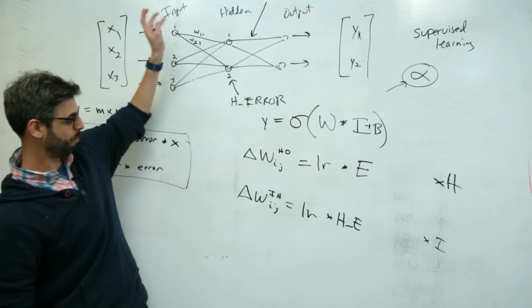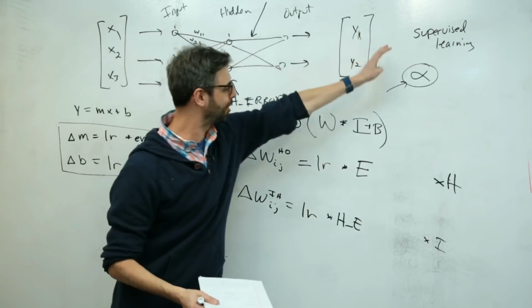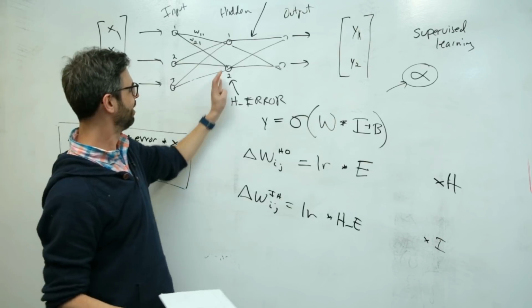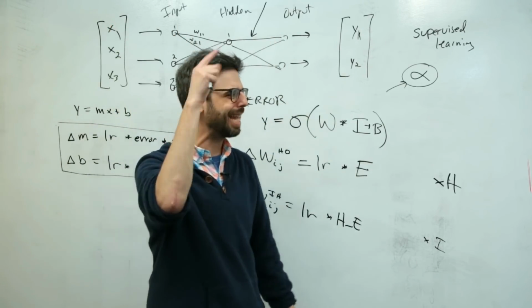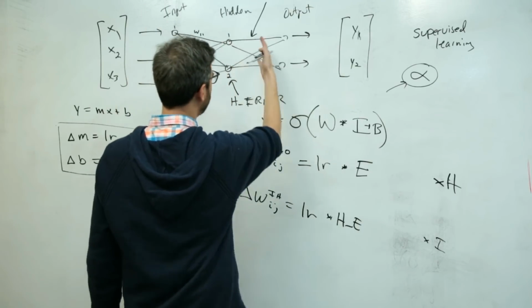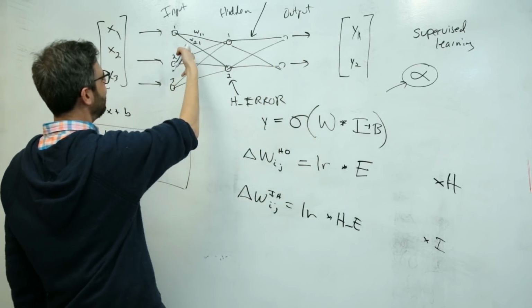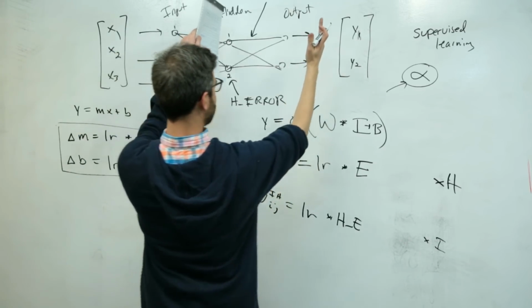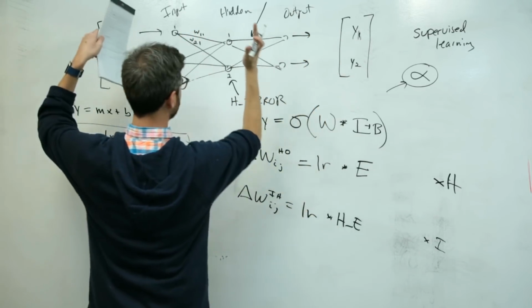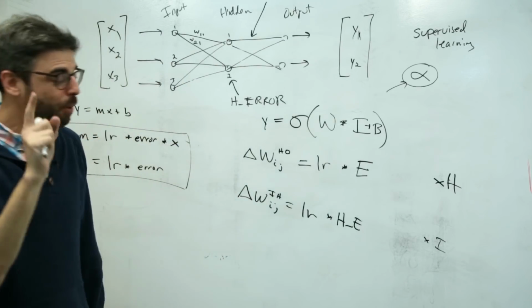Learning rate, errors or hidden errors, the hidden output or the input. It's sort of weird to say the hidden output. The hidden output is the input to the output layer. The input is the input to the hidden layer. So you can see how this formula is looking at this part, and this formula is looking at this part.